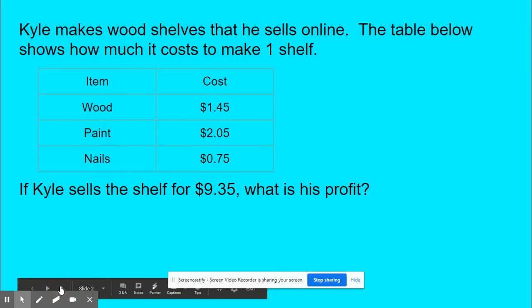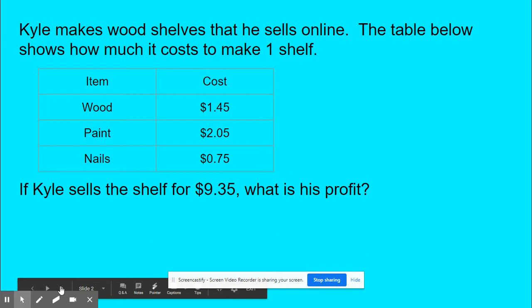So let's look at our first problem. It says Kyle makes wood shelves that he sells online. The table below shows how much it costs to make one shelf. And we have wood was $1.45, paint was $2.05, and nails was 75 cents. If Kyle sells the shelf for $9.35, what is his profit?